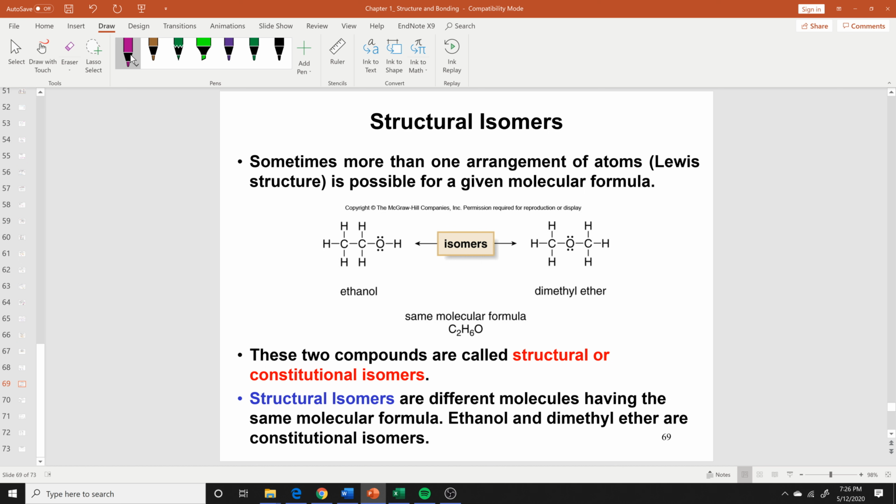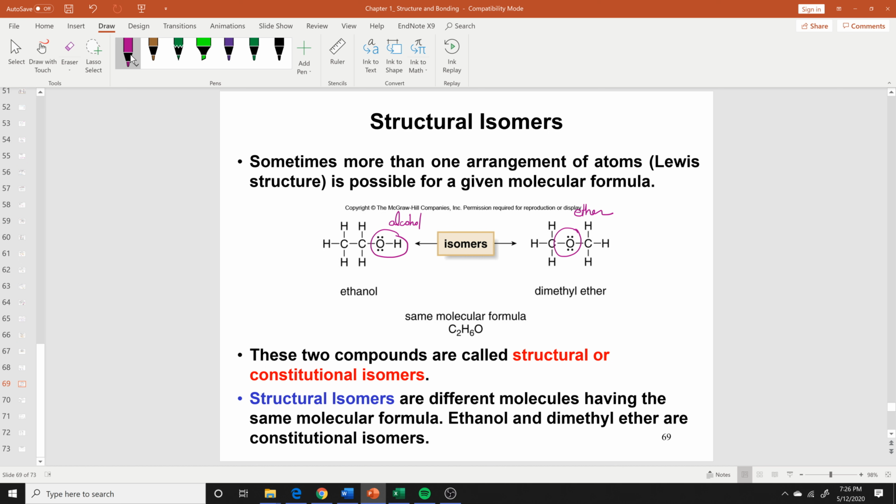Here oxygen is between 2 carbons. This is called an ether functional group. Here I am having an OH. This is called an alcohol functional group. Okay. So I am ending up having completely different structures in there. This is called structural isomers. Another name for it is constitutional isomers. So you call it either structural or constitutional isomers.